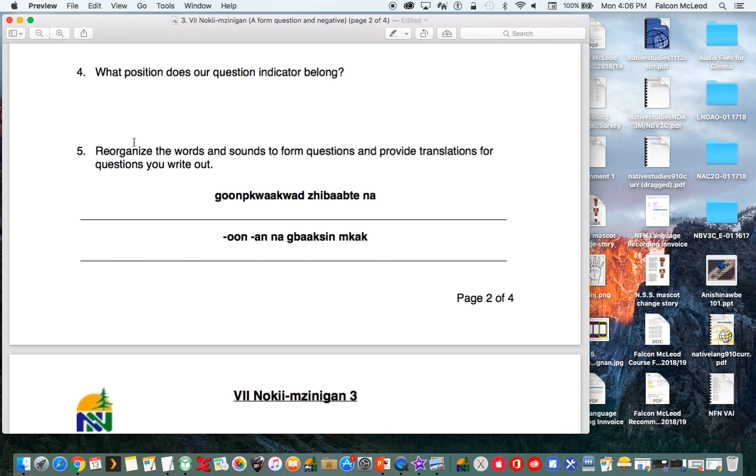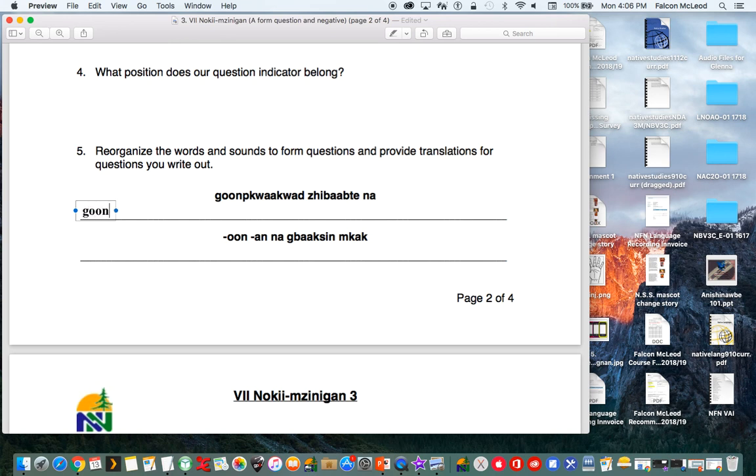Number 5, reorganize the words and sounds to form questions and provide translations for the questions you write. All right. So we have gon pquaquad, jabopte, na. So we're asking questions. So we know this is our question word. And so we know that goes second position. So you can put either one of these words here, gon pquaquad or jabopte first, followed by na. So I'll just go with gon pquaquad.